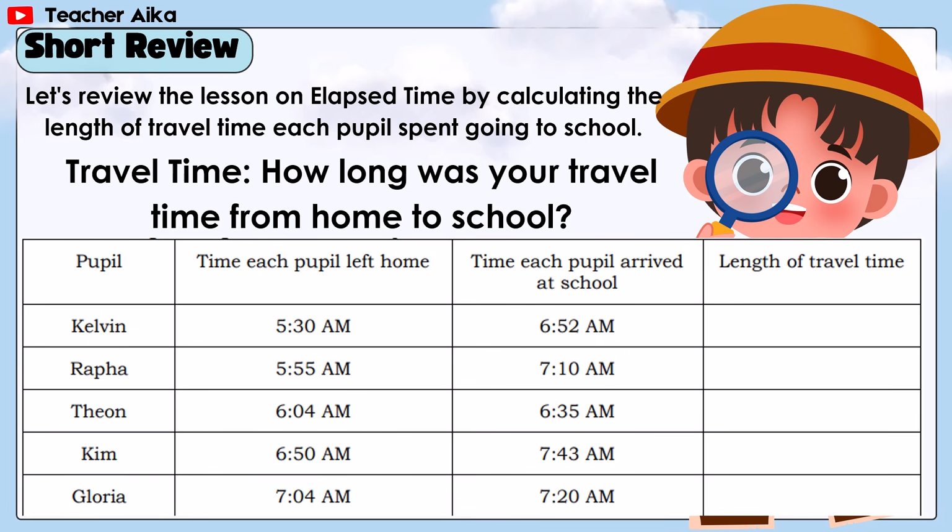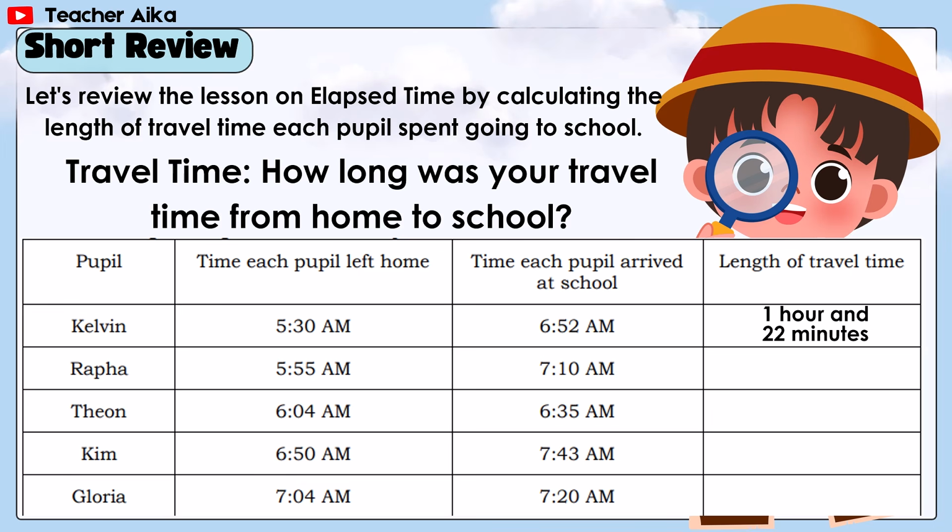So first column, we can see the name of the pupil. Second column, time each pupil left home. Third column, time each pupil arrived at school. So we need to complete the length of travel time. Let's try to answer. Kelvin left home at 5:30 a.m. Arrived at school at 6:52 a.m. Length of travel time, 1 hour and 22 minutes.